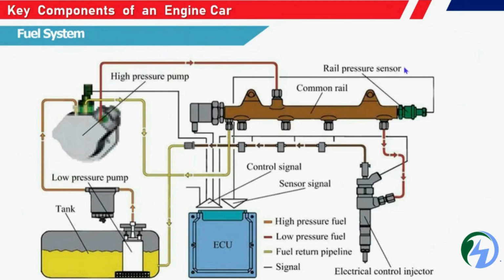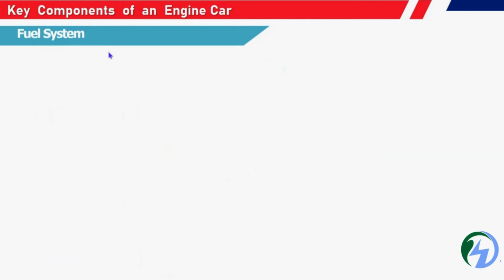And the fuel system plays a major role whenever signals are sent and data is received from the ECU. This will be displayed to the driver as well, where the driver can see the information, how the vehicle is running, how the transmission is happening. So that is about the fuel system.